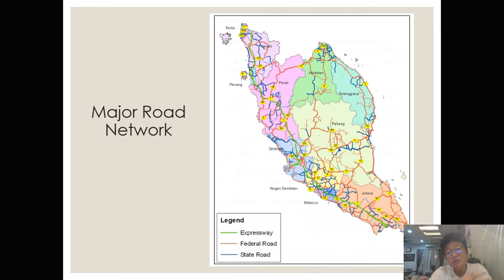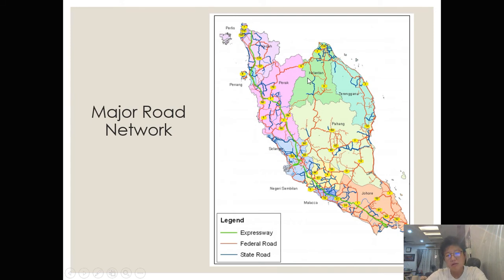But we do know that today we are also expanding, not just to the East Coast and the central bit of Malaysia, but also to Sabah and Sarawak. Do take note that if you take a line and draw it across the center of Peninsular Malaysia, you'll see that there are no roads around here. Not many, you find one or two.